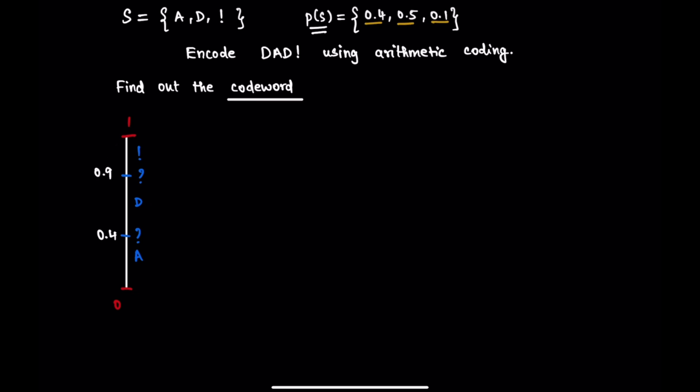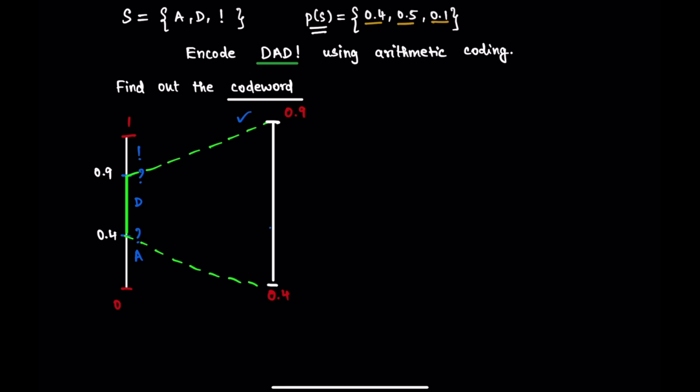Now we have to look at what message we want to encode. The first letter of our word is D. Now imagine that I'm going to take only this line from 0.4 to 0.9. I'm going to exclude 0.9 to 1 and 0 to 0.4. So I am only going to consider this line. For this line, the upper limit is 0.9 and the lower limit is 0.4. Just like how we divided the previous line into three subparts, we will also divide this line into three subparts, each containing the same three symbols.